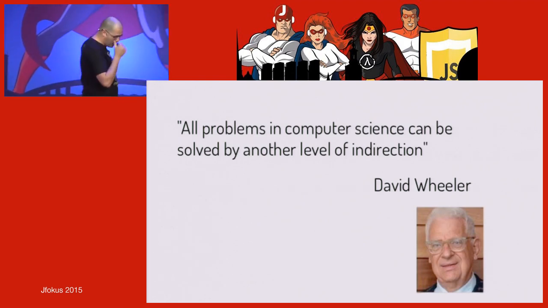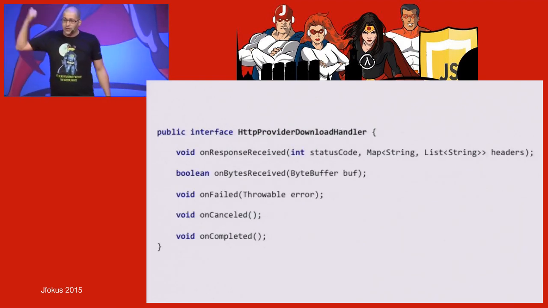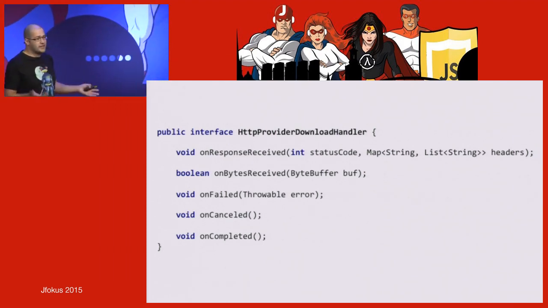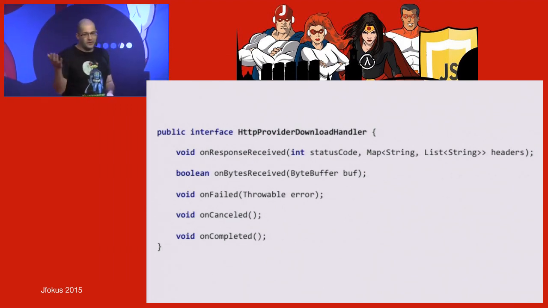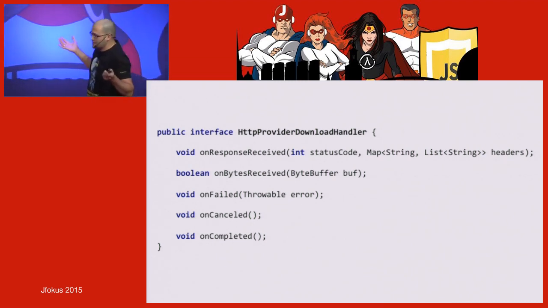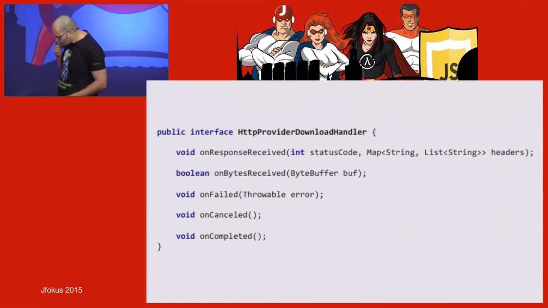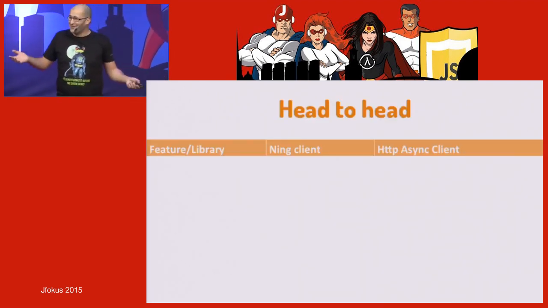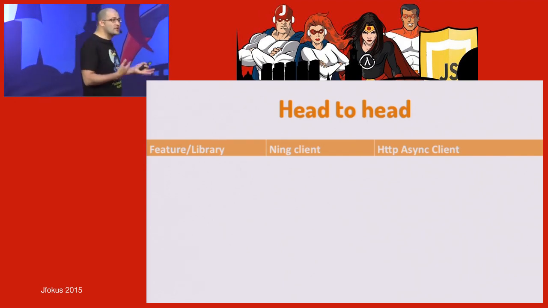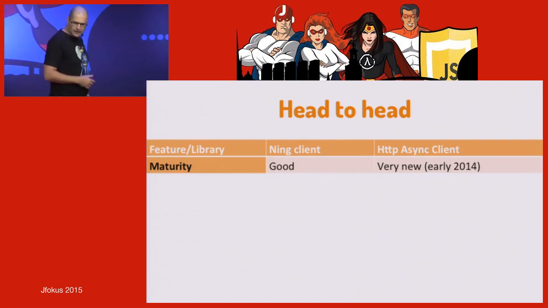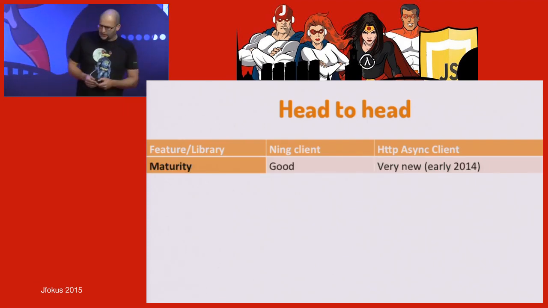All right, so we don't know how to decide. We throw another layer of abstraction in, and we are all good. This is ours. Of course, we just created an interface that we can implement both over Ning or over HTTP async client. Right, that's what we do. But we still have to decide which one to use. Now we can switch easily, but we need to start with something. So we did a little research, head-to-head. Let's see what we ended up with.